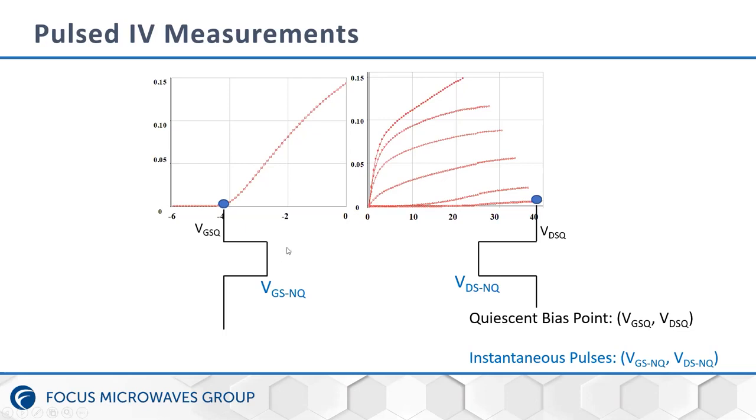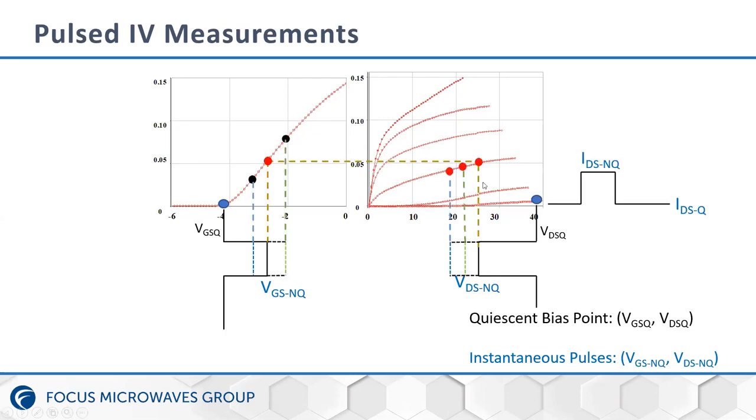Starting from this quiescent point for both gate and drain, we sweep the non-quiescent voltage amplitudes for the gate, and for each gate value, we perform subsequent drain non-quiescent sweeps. This measurement is repeated for multiple gate values, and finally we have the complete IV characteristic, or IV network, of that particular device.